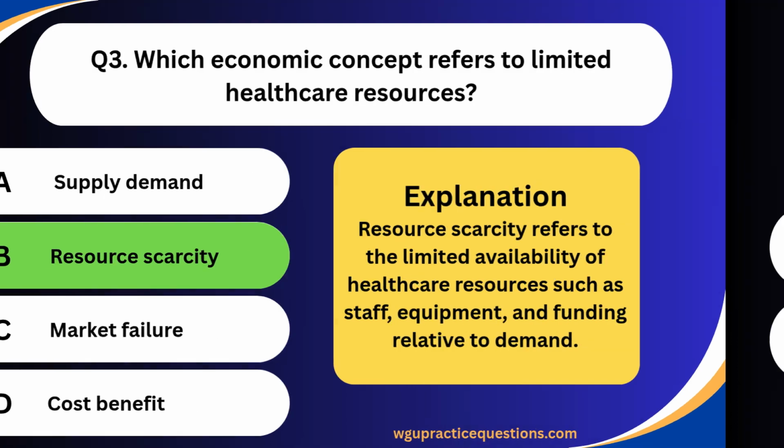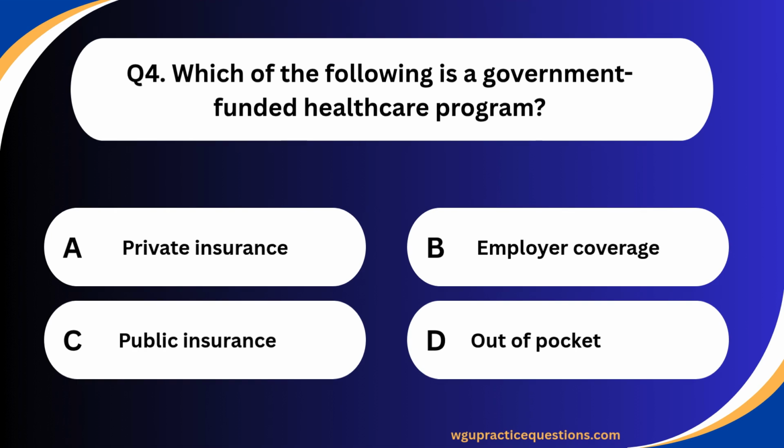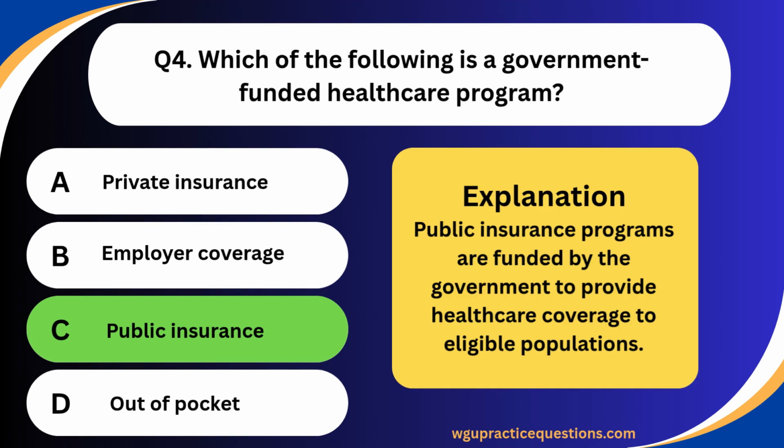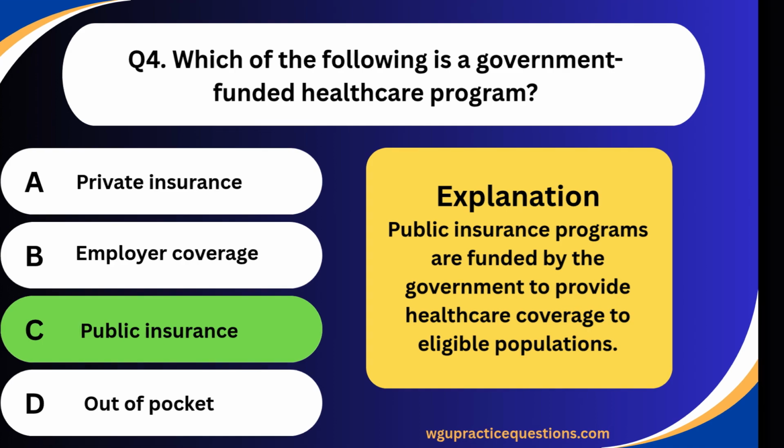to demand. Question 4. Which of the following is a government-funded healthcare program? A. Private insurance. B. Employer coverage. C. Public insurance. D. Out-of-pocket. Which one is the correct answer? The correct answer is C. Public insurance. Explanation. Public insurance programs are funded by the government to provide healthcare coverage to eligible populations.